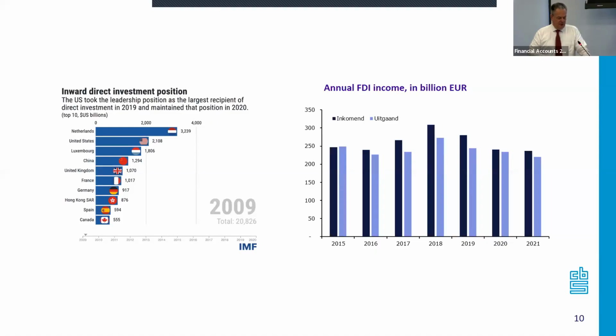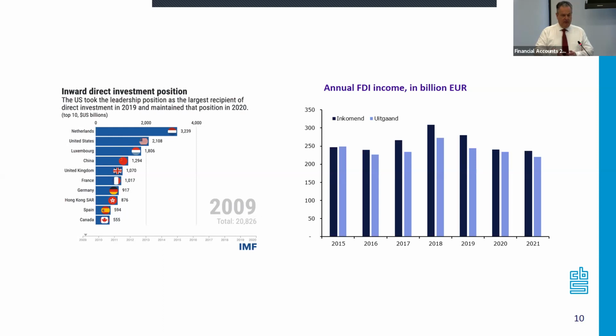And here you can see, for example, that if you look at the inward direct investment position, I think the Netherlands is on top if you look at the US. And you can also see the income we generate from that. So we not only have the financial accounts and the balance, but we also have the related income flows with that. And there you again see the enormous amount of the figures. It's 200 to 300 billion euros a year. Those are enormous sums. And both the incoming and the outgoing flow are almost the same size. So the net balance is not that big.